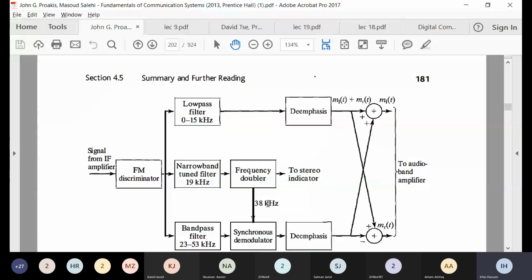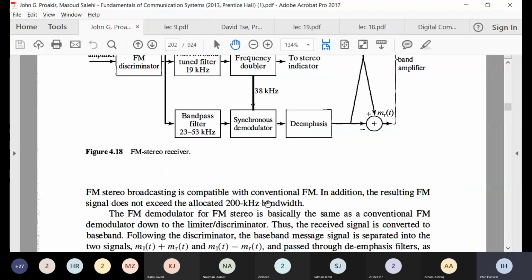So the signals are compatible with conventional FM. This will be sent in a conventional FM with all those things which we told you, the 200 kilohertz bandwidth requirement and the 75 kilohertz peak deviation and all that.